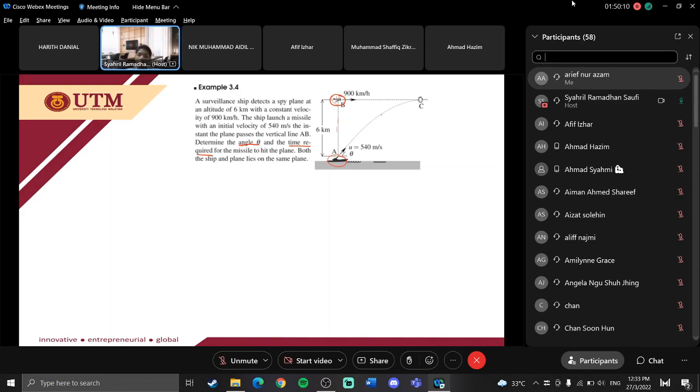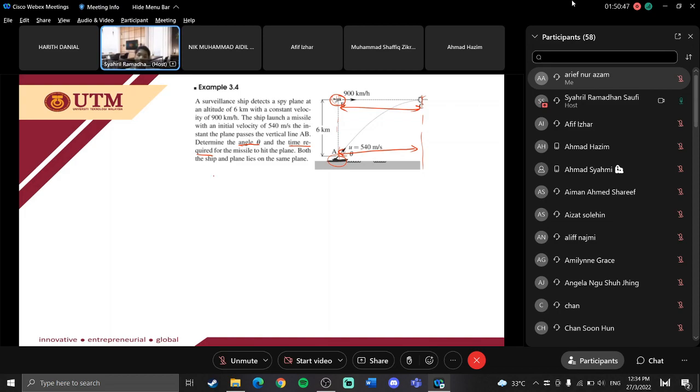Okay, so what information do we know? We can know that the horizontal distance between A and C, and B and C, should be the same. This is the relationship that you can get between the ship and the plane. So the horizontal distance should be the same.